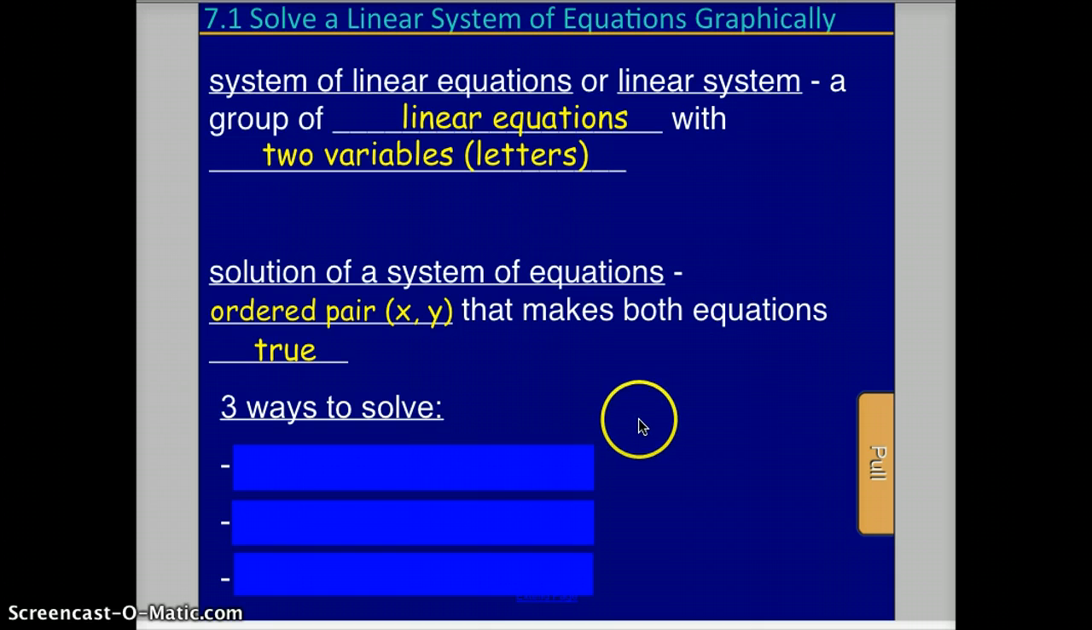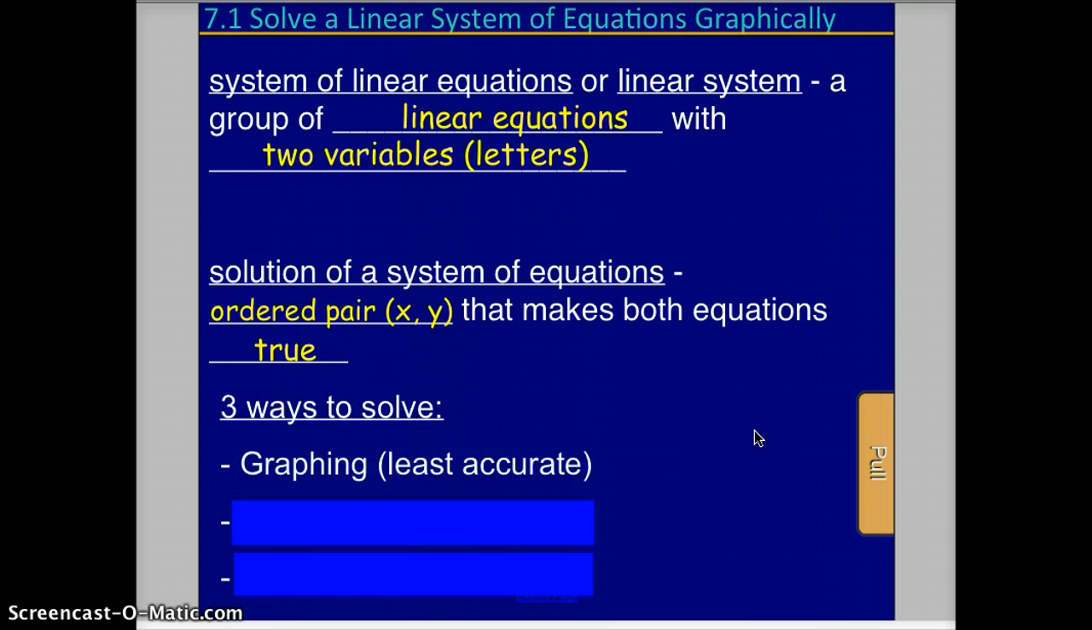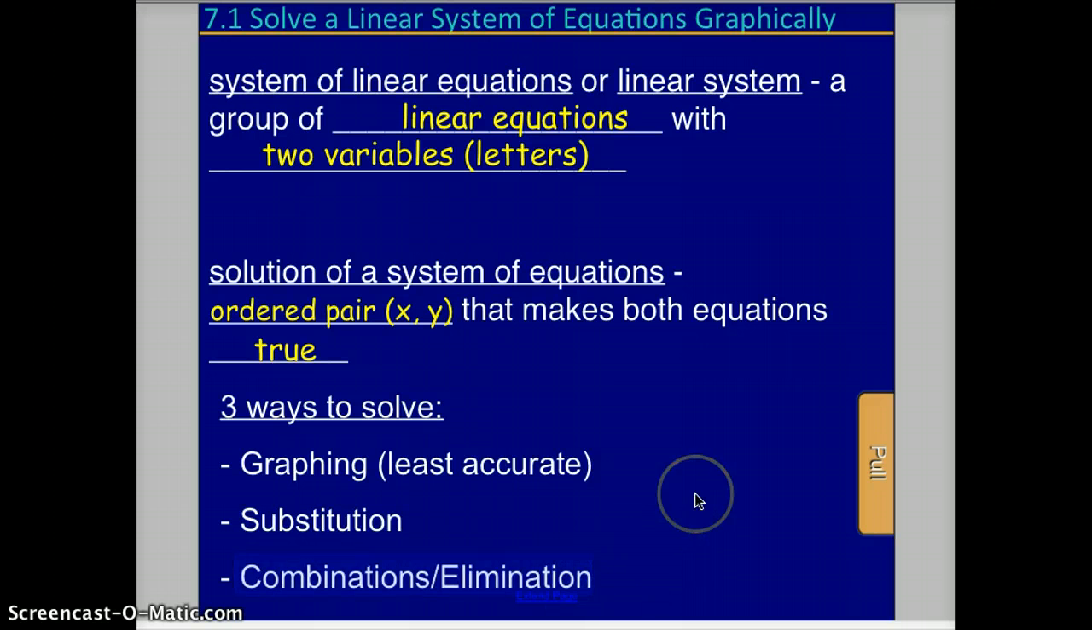In this case, we're going to talk about three ways to solve them, and today the first way is to graph. Graphing a linear system is the least accurate way to find the solution of a linear system. In future lessons, we'll talk about how to solve a system using substitution and the other method, which is by combining or eliminating one of the variables. Today's lesson is simply by graphing, so we'll show you a couple of examples of how to do that.